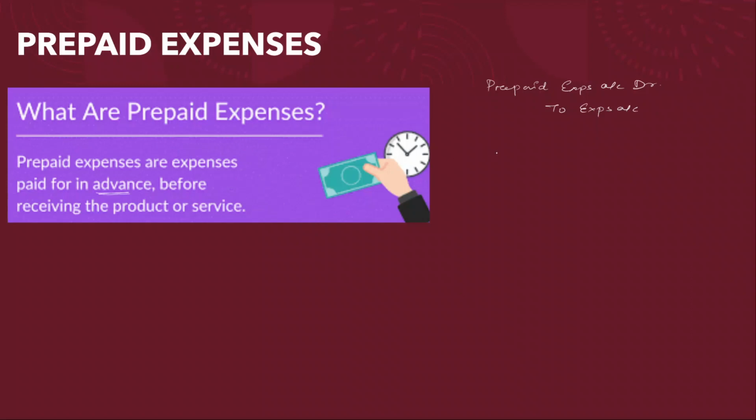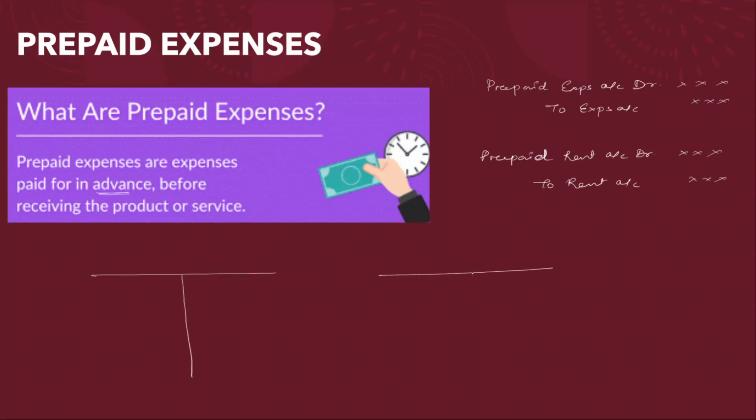Suppose prepaid rent. So I will write it as prepaid rent account debited to rent account. Any rent I am paying. Here rent is my expense, not income. So here basically it is the rent I am paying. So this rent will be shown in your PL account, on the debit side.